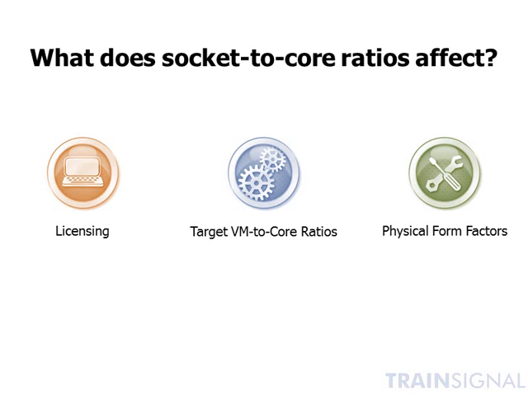It'll also affect physical form factors. If I specify that I want 4 sockets with 4 cores each, well, that's a different kind of form factor. Some blades may not support 4 CPUs. You may have to go to rack mount servers. And then that will in turn affect a whole host of other things as well.